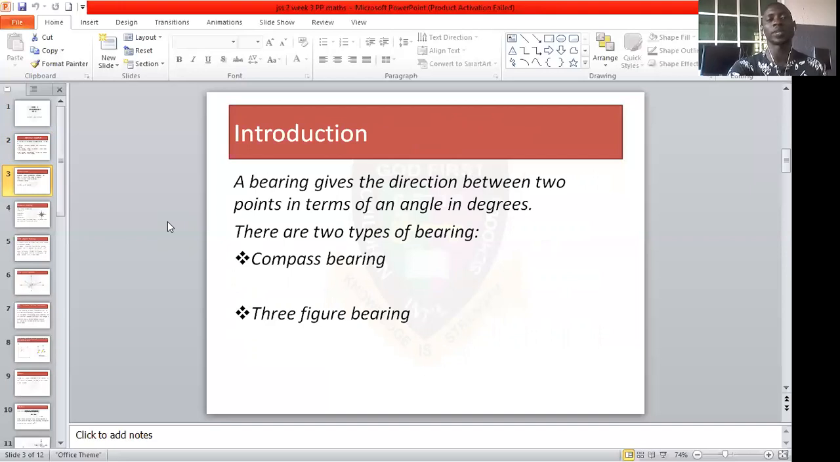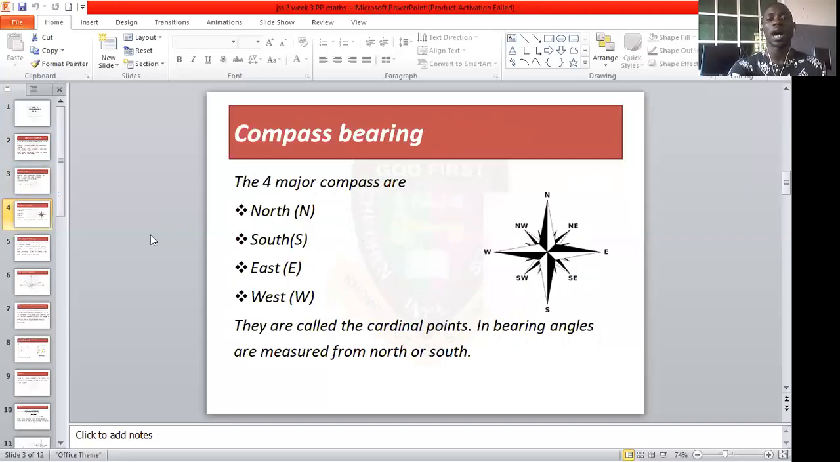So let's go to compass bearing. There are 4 major compass bearings. The north, which is this. Follow the cursor please. The north, the south, the east, and the west. These are called cardinal points. So we have 4 cardinal points: the north, the south, the east, and the west.